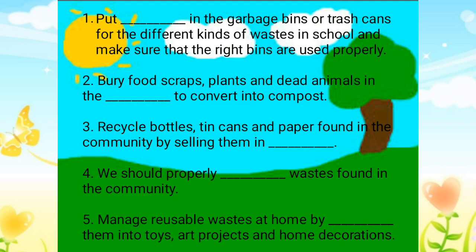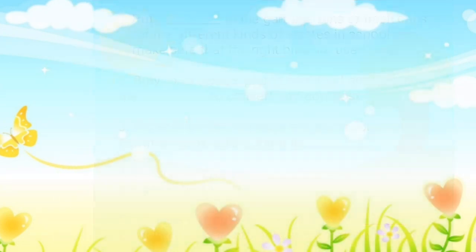Number 2, bury food scraps, plants, and dead animals in the blank to convert into compost. Number 3, recycle bottles, tin cans, and paper found in the community by selling them in blank. Number 4, we should properly blank waste found in the community. And number 5, manage reusable waste at home by blank them into toys, art projects, and home decorations.